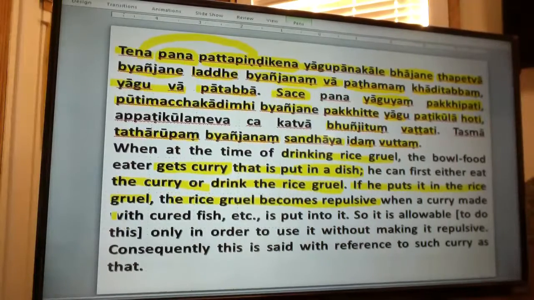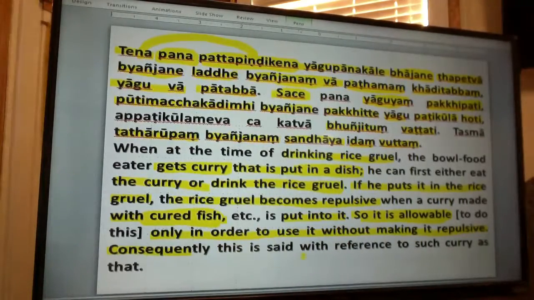Now, if he puts it in the rice gruel, the rice gruel becomes repulsive, particularly when the curry is made with codfish, which means a fish paste or something like this, and put into it. So it's allowable only in order to use it without making it repulsive. Consequently, that is said with reference to such curry. So a different kind of curry and a different kind of rice gruel together, at the same time.